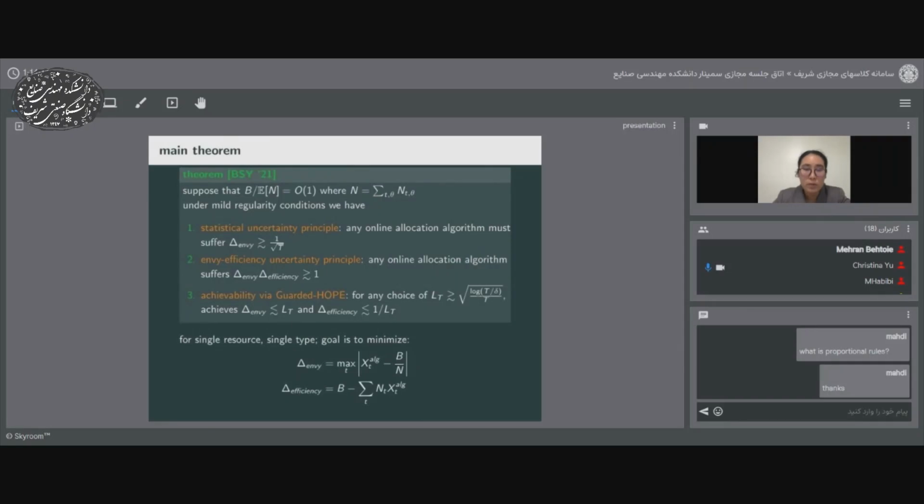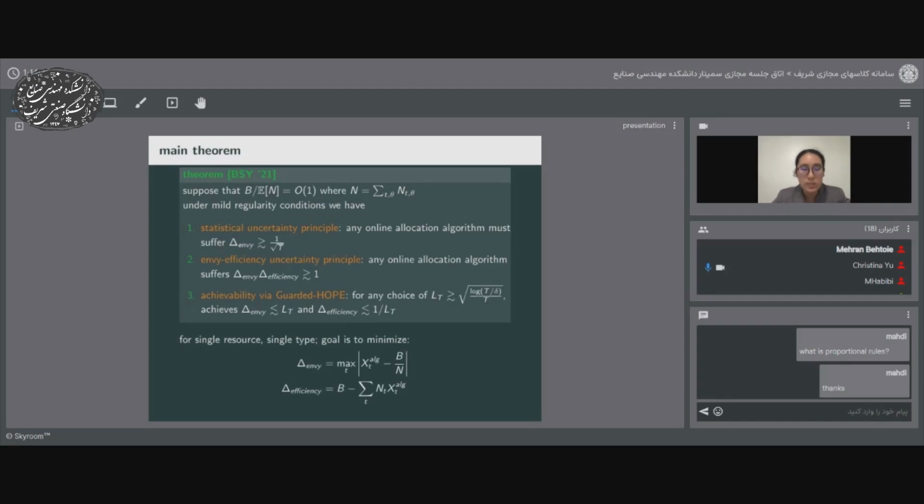And so what we'll do for the next part of the talk is focus on giving some intuition of where these results come from and how you prove them for the single resource, single type setting. And the results generalize, again, to the multi-resource, multiple type setting. And the intuition and concepts are actually very similar. So you'll get the key concepts by looking at the single resource, single type setting.